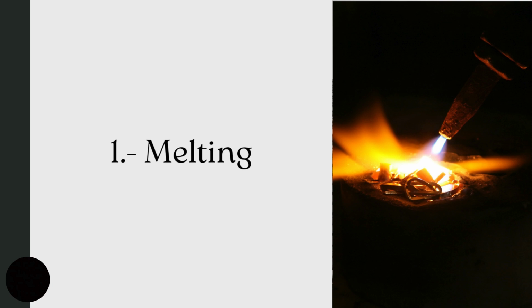However, changing pressure can affect the melting point. For instance, ice melts at a slightly lower temperature under reduced pressure. Additionally, impurities in a substance can lower its melting point, a phenomenon known as melting point depression.